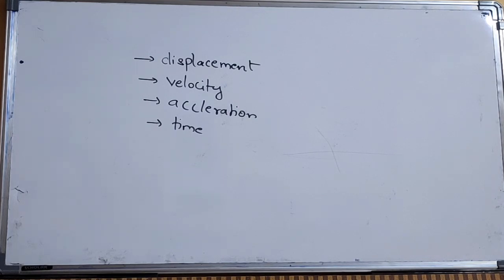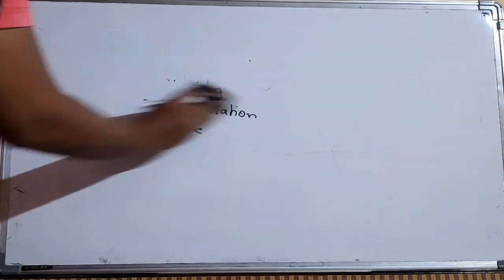Newton gave us equations which helped us understand the relationship between these quantities for an object that is moving in a straight line. So these equations will be for an object that is moving in a straight line or having linear motion. Now let us see what are the equations given to us by Newton.